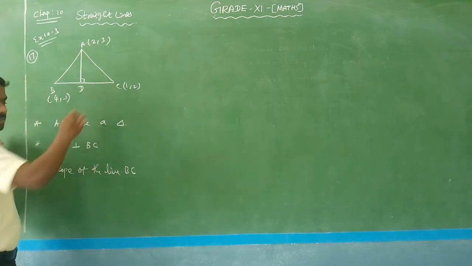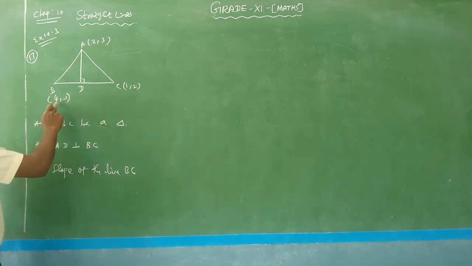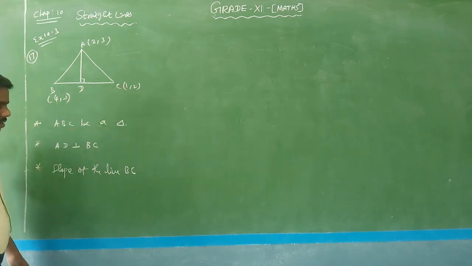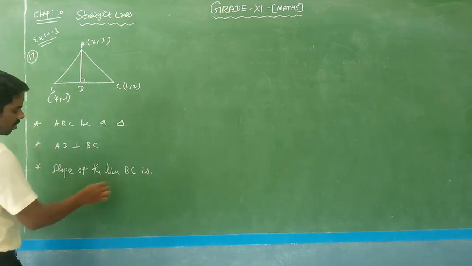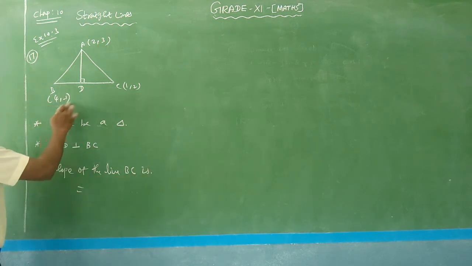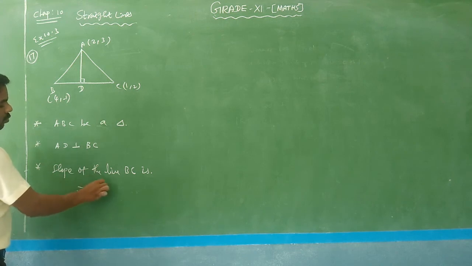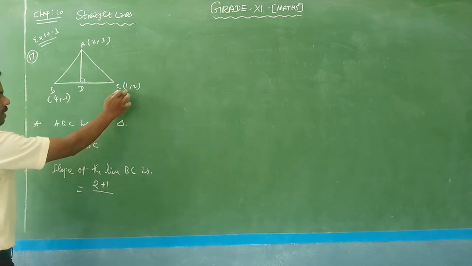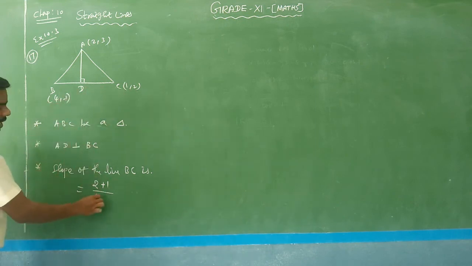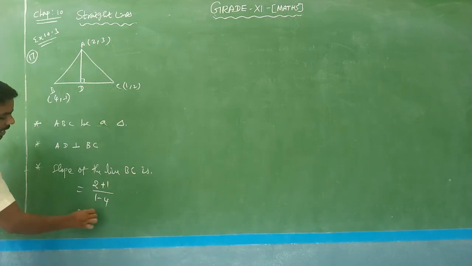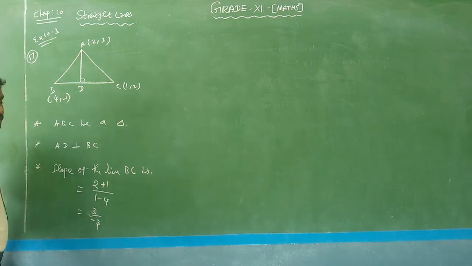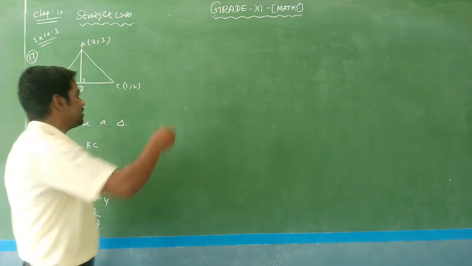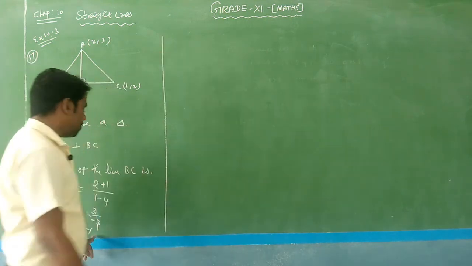Slope of the line BC. It is the slope of the line passing through (-4, -1) and (1, 2), which is y2 minus y1 over x2 minus x1, where the points are x1, y1 and x2, y2. So 2 minus (-1), that is 2 plus 1, divided by 1 minus (-4), that is 1 plus 4... 3 divided by minus 3 is equal to minus 1. So the slope of the line BC is minus 1.